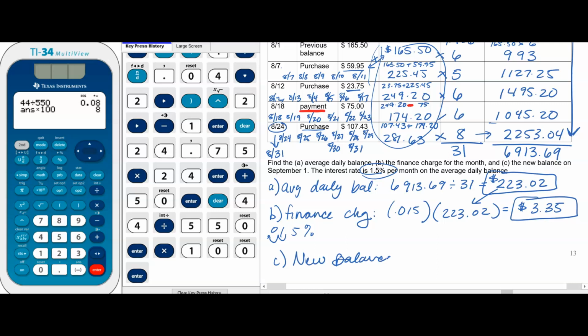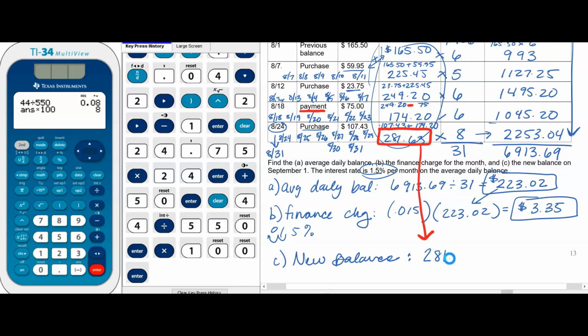And last but not least, the new balance. Now, this is another area where I see students commonly make mistakes. What they'll do is take this average daily balance, which is right here, and add the finance charge to that. Remember, that's just the average. So what you want to do, and let me get a different color so it's really clear, is take the last balance of the month, which is that 281.63. That's the number you want to use, because you want to actually pay your balance, not the average, what you actually owe.